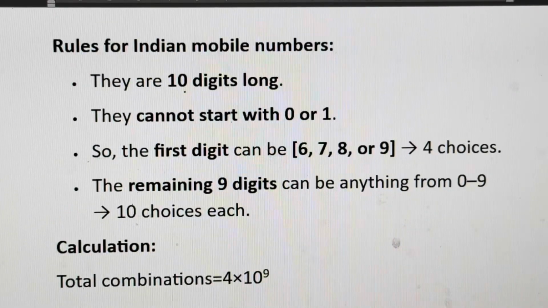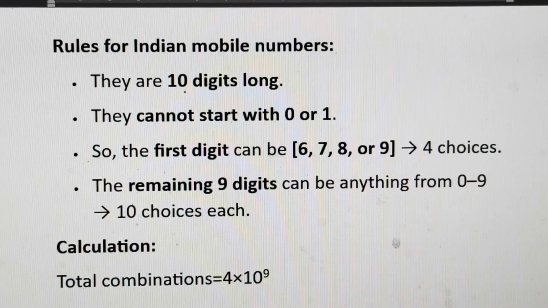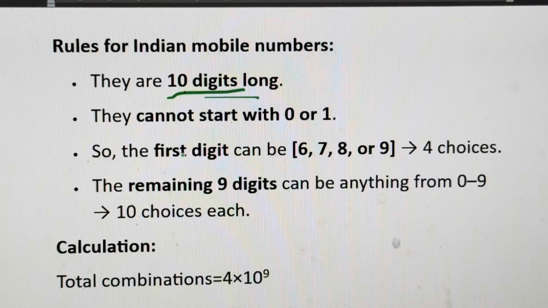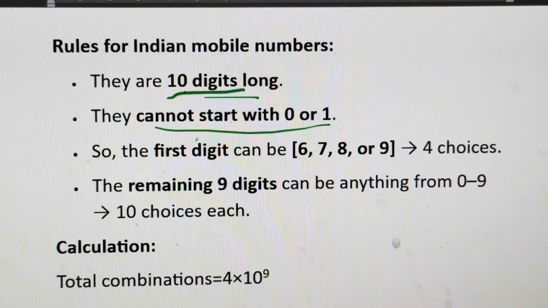So now the second part was mobile numbers. We will talk about Indian mobile numbers. What are the rules for it? So you all know that it is a 10-digit long number. It cannot start with 0 or 1. That's the rule. For India, the first digit can be only 6, 7, 8 or 9. You might have observed this, right? The phone numbers always start with either 6, 7, 8 or 9. So there are 4 choices only in the first digit.